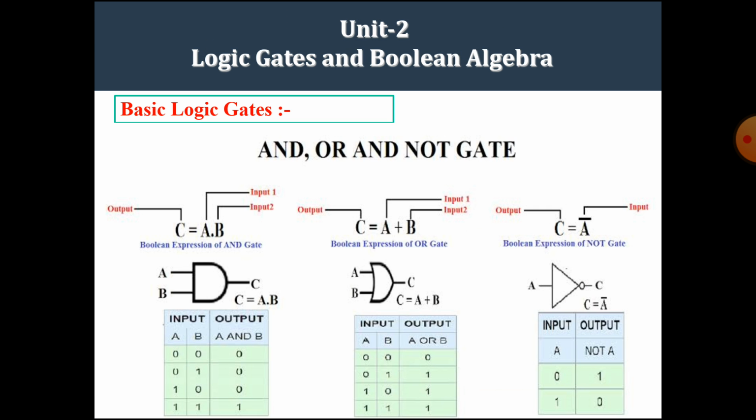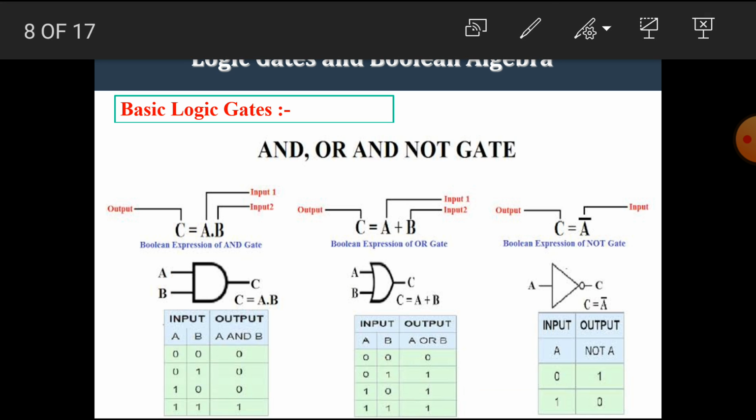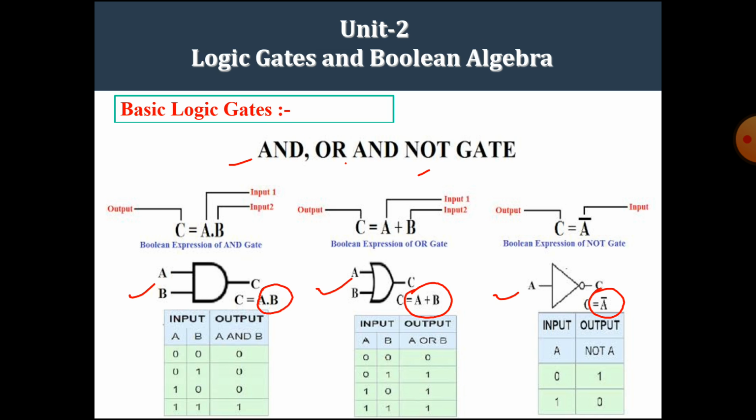The next topic is the overview of the basic gates: AND, OR, and NOT gate. This is the symbol of the AND gate, this is the symbol of the OR gate, and this is the symbol of the NOT gate. In the AND gate, logical multiplication is performed, in the OR gate, logical addition is performed, and in the NOT gate, the complement is performed. I hope you all understand.